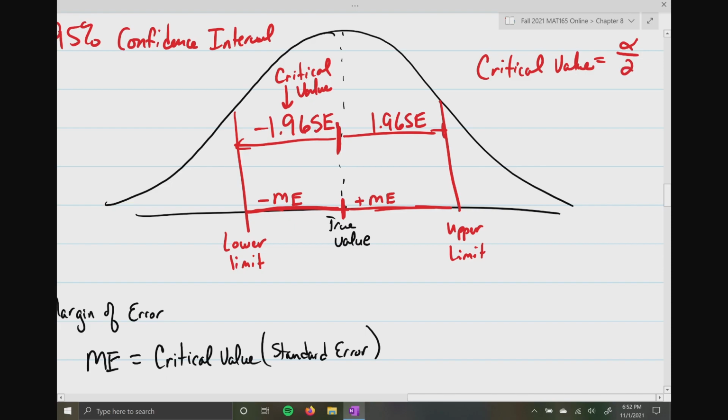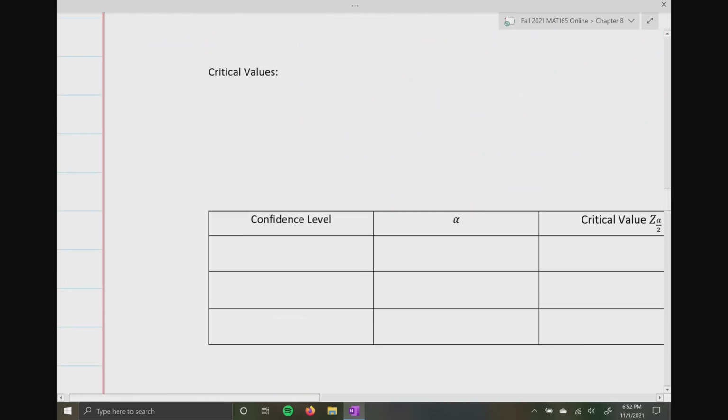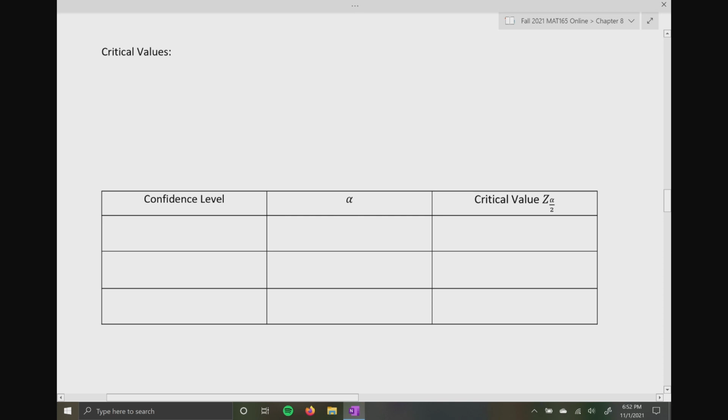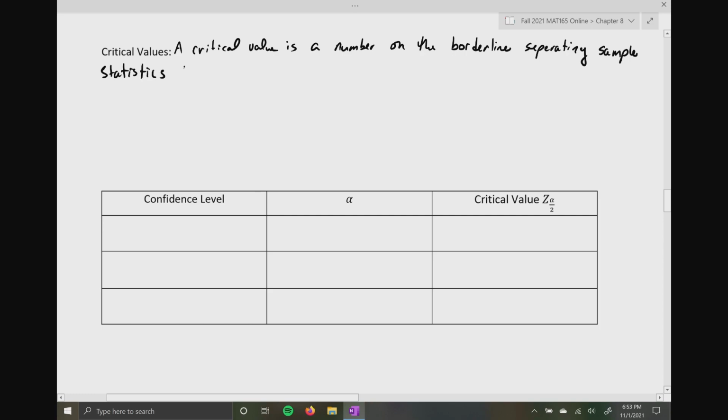alpha over 2. Now, let me explain what this stuff means first. I'm going to come back over to here, and we're going to talk about critical values. Then we're going to fill in this chart, and then I hope it all starts to make a little bit of sense. So a critical value is a number on the borderline. Sounds like a 1980s song. On the borderline separating sample statistics that are significantly low or significantly high.